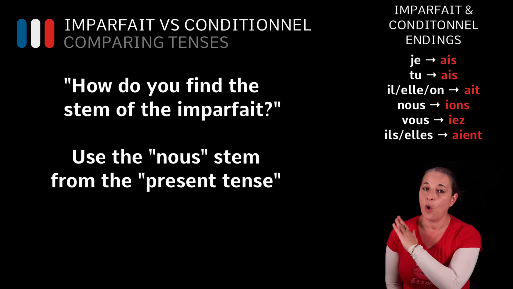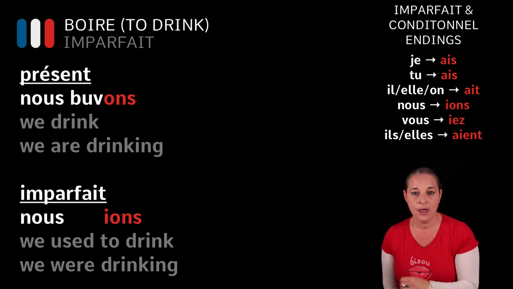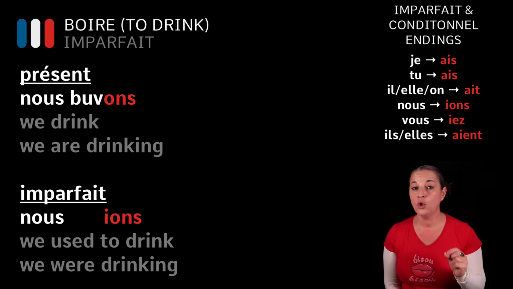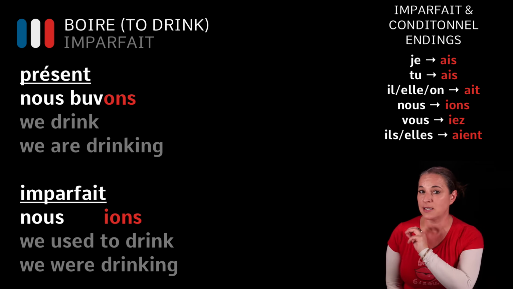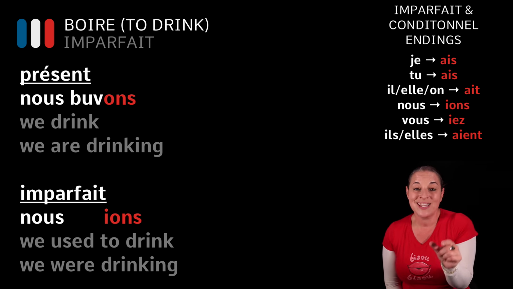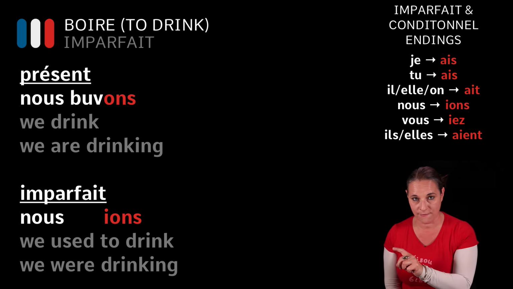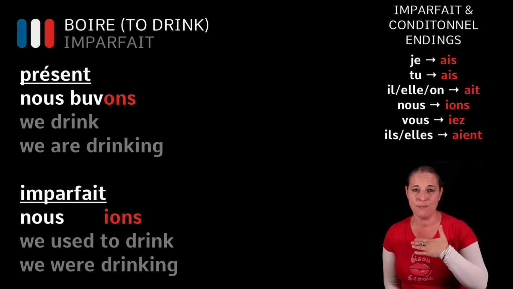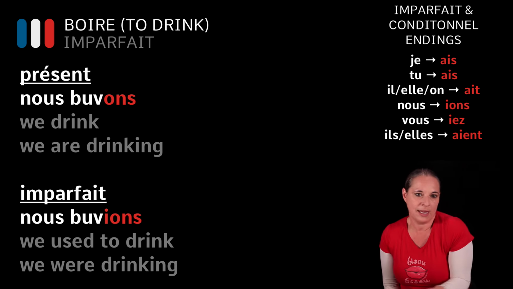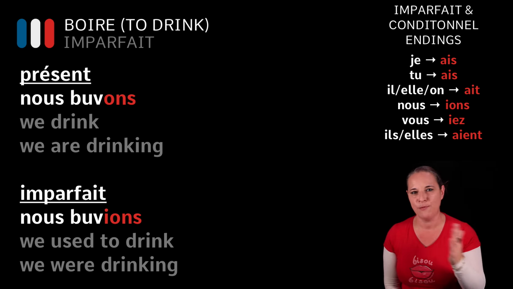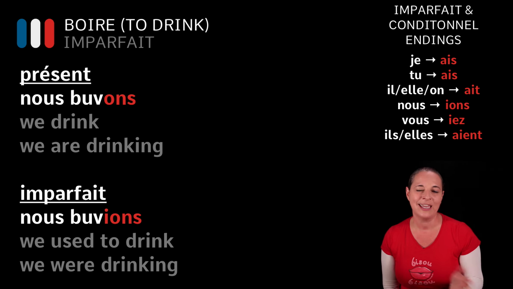So, an example for boire, to drink, you conjugate it in the present tense. Je bois, tu bois, il boit. Nous buvons, vous buvez, ils boivent. You take the nous form of that present tense, so in that case, it's nous buvons. You take the stem, buv, B-U-V. And if you wanted to put it in the imperfect tense, you add those imperfect endings. So we have them here. Je buvais, tu buvais, il buvait, nous buvions, vous buviez, ils buvaient.